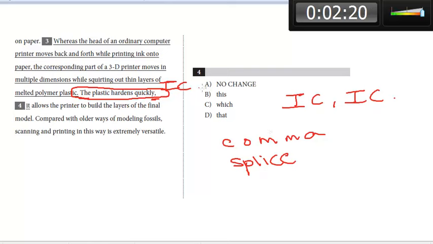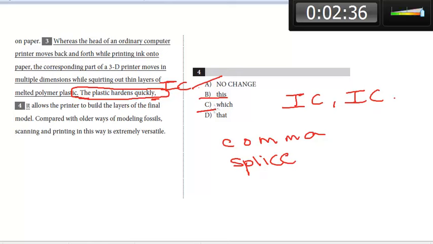So it can't be A. We can't just leave it alone. What about B? B says this allows the printer to build layers of the final model. Well, what's wrong with that? Can you have a sentence that's like, oh, this is great? Yeah, that's another sentence. So it can't be B.